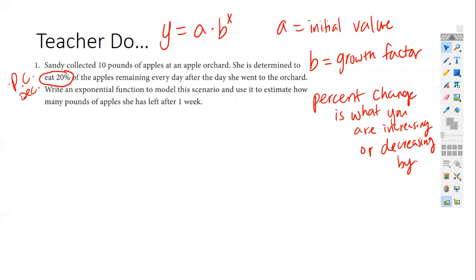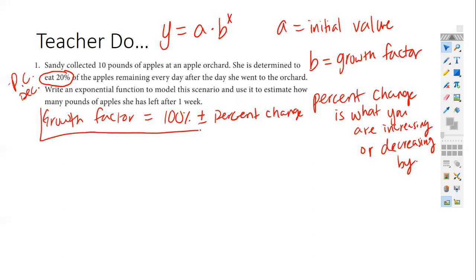There's a relationship between our growth factor and our percent change, and we're going to talk about that here in a minute. So our growth factor equals 100% plus or minus our percent change. The reason why we write plus or minus is because we could be adding or we could be subtracting. So our growth factor is going to equal 100% plus or minus our percent change. All right, let's do some math.